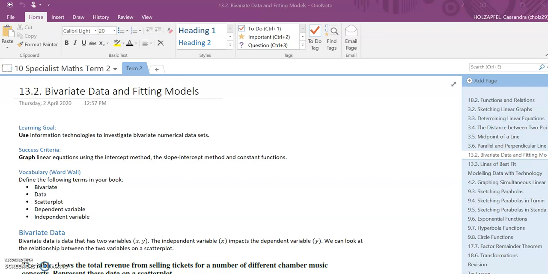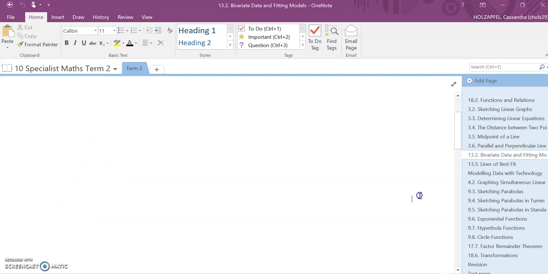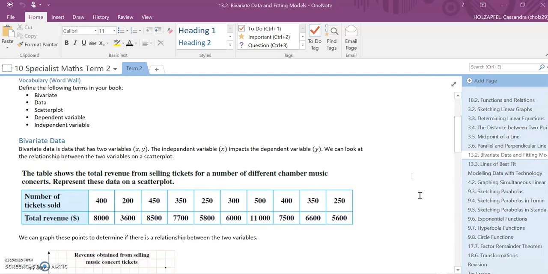So today we're going to be using information technologies to investigate bivariate numerical data sets, and we're going to be graphing equations. All right, so I want you to go through and define those terms in your book. So we've got bivariate, as in bivariate data. I also want you to define what data is. I want you to define scatterplot, dependent variables, and independent variables. All right, so let's jump in.